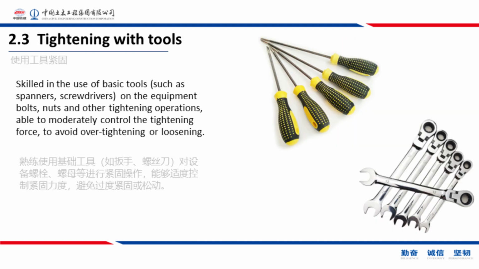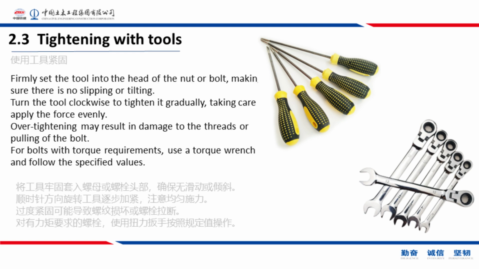PPT 21. 2.3 Tightening with tools. Skilled in the use of basic tools, such as spanners, screwdrivers, on the equipment bolts, nuts and other tightening operations, able to moderately control the tightening force, to avoid over-tightening or loosening. PPT 22. 2.3 Tightening with tools. Firmly set the tool into the head of the nut or bolt, making sure there is no slipping or tilting. Turn the tool clockwise to tighten it gradually, taking care to apply the force evenly.